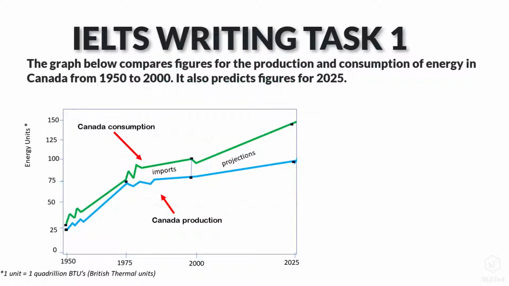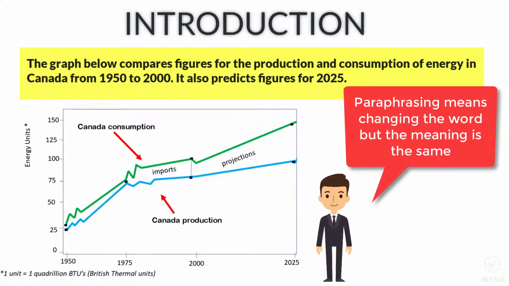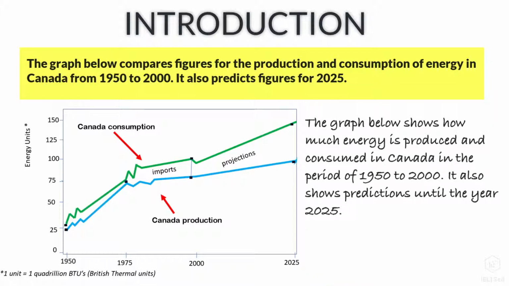Let's look at these 2 lines. These 2 lines are the main information we need to write down the introduction. The introduction is a paraphrase of what information is in the question. The word paraphrase means to change the words, but the meaning is the same. For example, this will be the introduction. The graph below shows how much energy is produced and consumed in Canada in the period of 1950 to 2000. It also shows predictions until the year 2025.